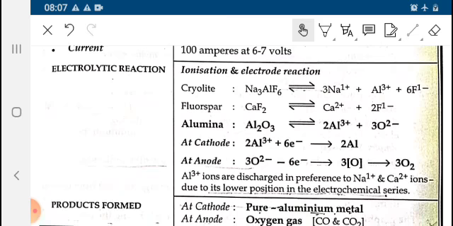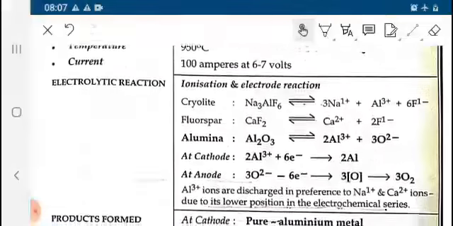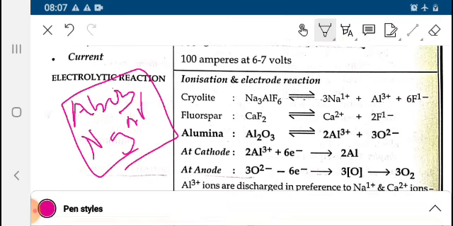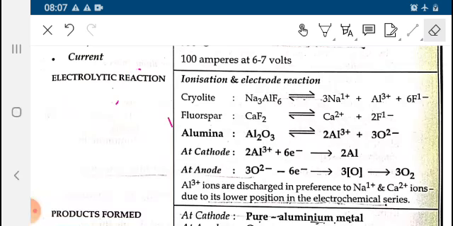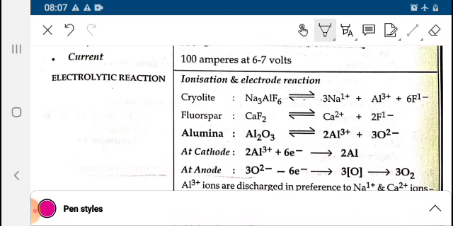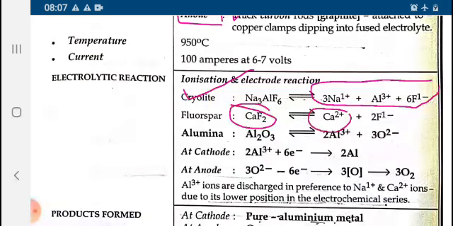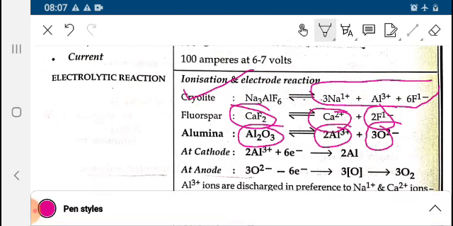Now what will be the electrolytic reaction? We had taken Al2O3 and we had taken cryolite and fluorspar. All will dissociate because a dissociation reaction, an ionization reaction, is going on. So cryolite is decomposed into its component ions. Similarly, fluorspar into Ca and F, Al2O3 into Al and oxygen.